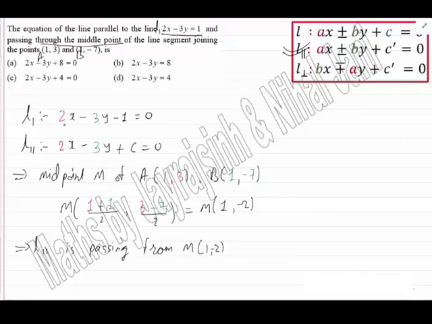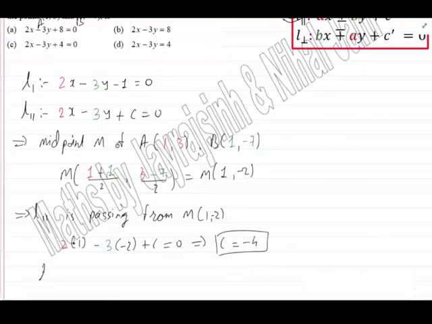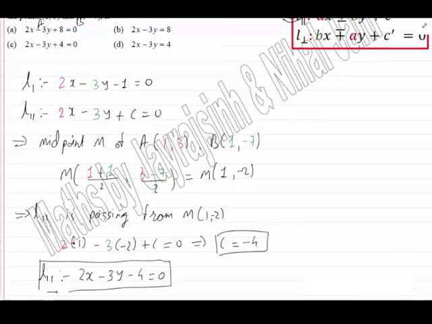So it must satisfy the equation of line. So let's put 1 instead of x and minus 2 instead of y. So we can say our c must be minus 4. Ta-da! We get our c. So the required equation of line is 2x minus 3y plus c, or we can say minus 4, is equal to 0. Yay! Option D is the correct answer.